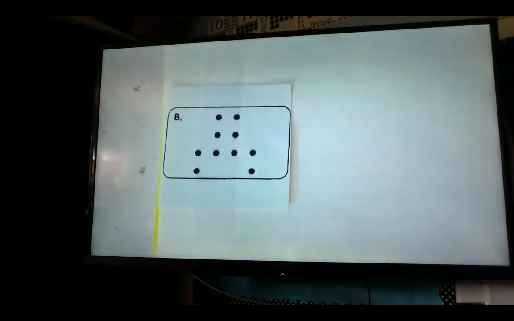Okay, friends, we have 1 left in our number talks. So let's see what this one is. It's different. We're going back to the dots or beads. How many do you see?